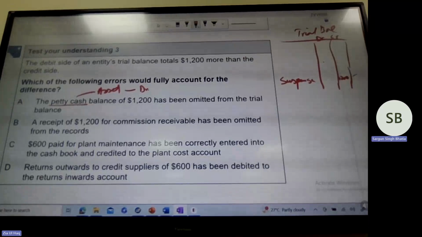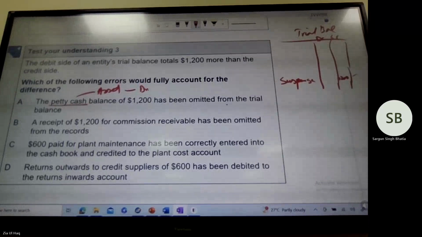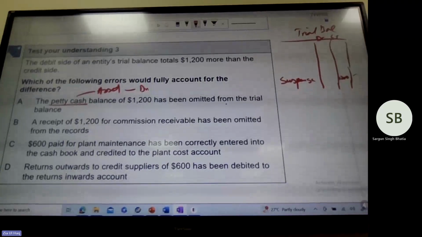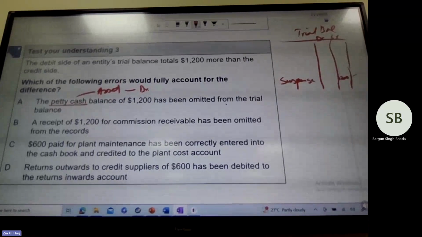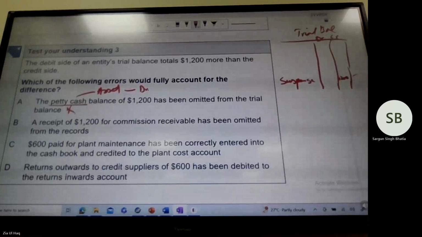Saying the petty cash has been omitted from the debit side means if we rectify the entry, petty cash debit, suspense credit with the 1200, the suspense account will be increased more. So this is not the correct option because it will increase the suspense more rather than eliminating this 1200. Can you understand this?